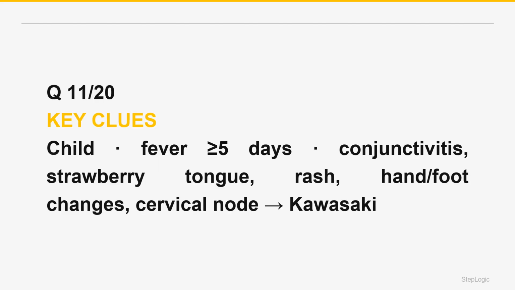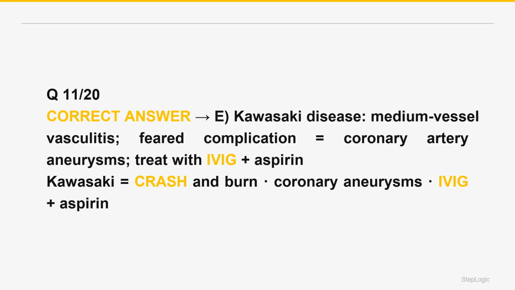This is Kawasaki disease, an acute medium vessel vasculitis of young children, usually under 5, more common in those of Asian descent. The diagnosis requires fever for at least 5 days, plus the classic mucocutaneous features, remembered by CRASH and burn: conjunctivitis, bilateral, non-exudative, rash, polymorphous, adenopathy, cervical, often unilateral, strawberry tongue, cracked red lips, mucositis, hand and foot changes, erythema, edema, later desquamation, and the burn of high fever. The correct answer is E.